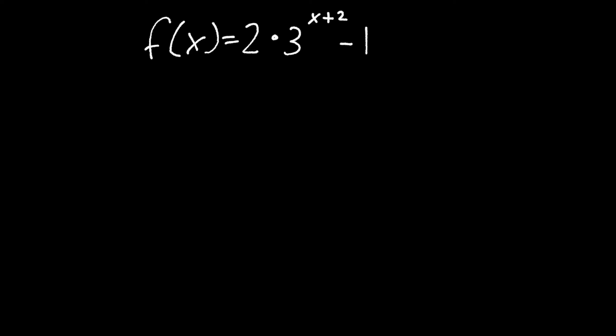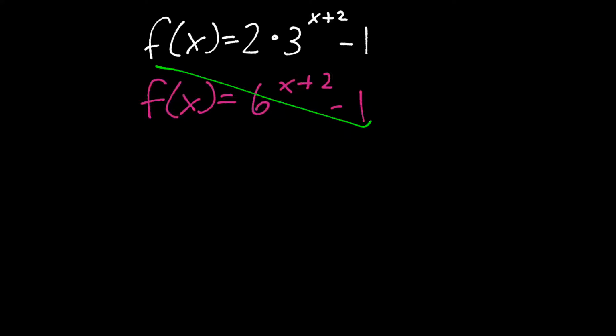Alright, for our last example about shifting, here we have the function of x equals 2 times 3 to the x plus 2 minus 1. What's ugly about this example is the fact that, well, you've got a 2 and then you're multiplying it by the 3. And you might be thinking, oh, I can simplify this. This is going to become the function of x equals 6 to the x plus 2 minus 1. This is absolutely wrong.